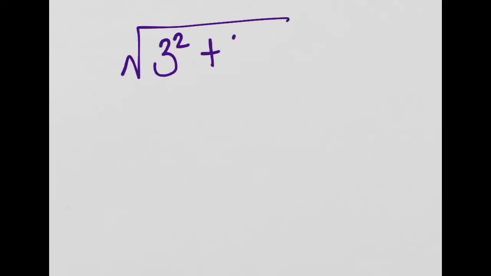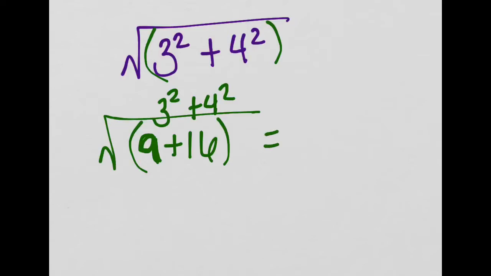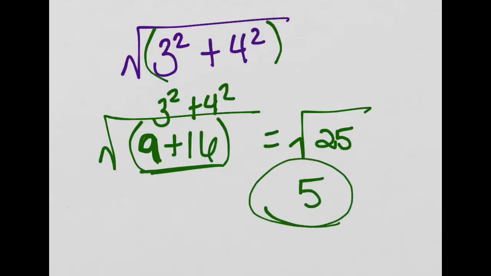Let's try another one. If I have something like the square root of 3 squared plus 4 squared, again, I want to treat this as though it's in parentheses. So I actually want to work out 3 squared plus 4 squared first, which is 9 plus 16. I'm saying the square root of that. Adding this out is 25. So the square root of 25 is 5. We've now simplified it. Let's try one more.